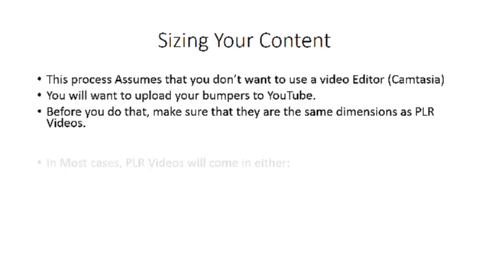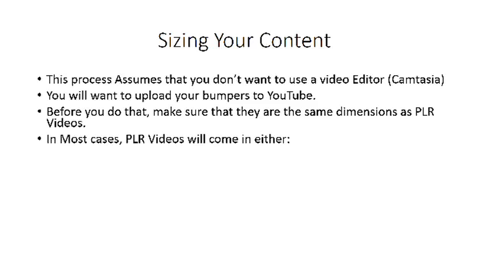If possible, you want to make sure that your bumper is going to be the same dimensions as that video. Now, in most cases, when you buy PLR video, it's going to come in either two sizes. It's going to come in either 1280 by 720, or it's going to come in 1920 by 1080. Now, when we deliver our videos, we deliver them in 1920 by 1080. And in fact, it's probably easier if your bumper is smaller going to larger rather than larger going to smaller, right? So if you can, make sure that the size of your bumper video and the size of your PLR video are the same.